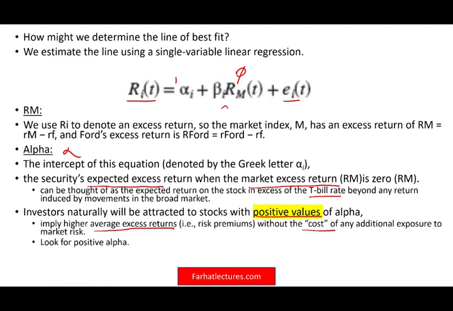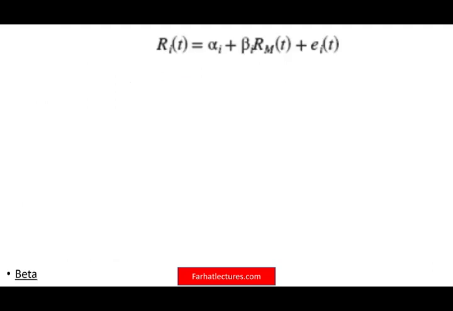So investors would always look at alpha, but alpha overall in the market, if we compute all the alphas from different people, the alpha of the market is zero. Now let's take a look at beta. So let's take a look at this function here, beta.